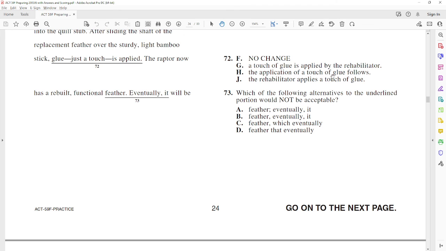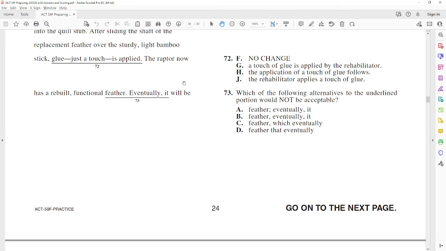All right, hopefully I've emphasized that enough now. So the answer is J. The rehabilitator is who is sliding the shaft of the replacement feather over the sturdy, light bamboo stick. So whenever there's an introductory phrase, the next noun has to be what the introductory phrase is talking about. Otherwise, it's a mixed modifier. Very good. All right, so J.